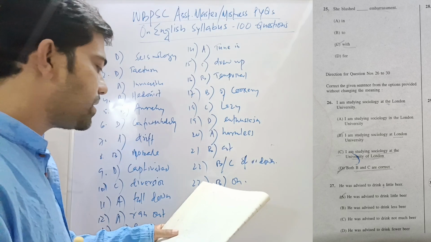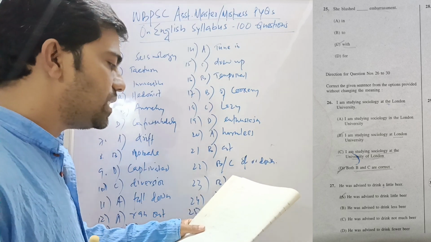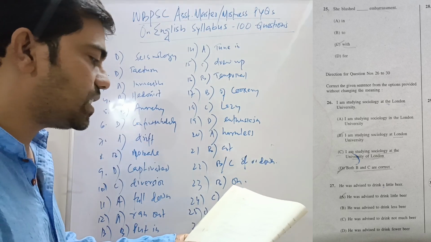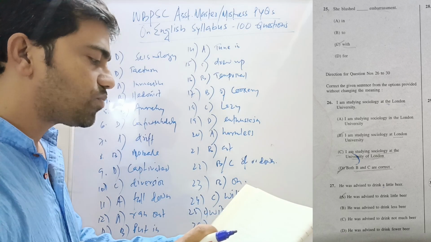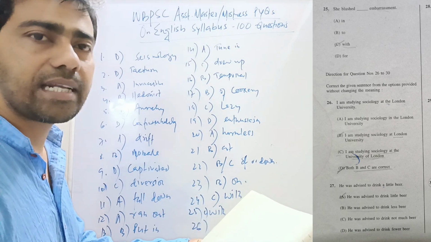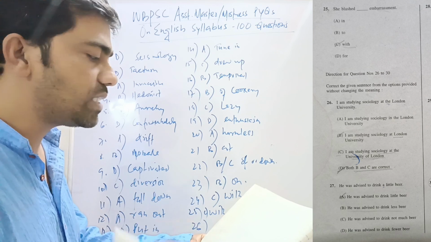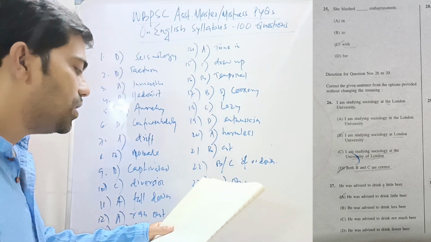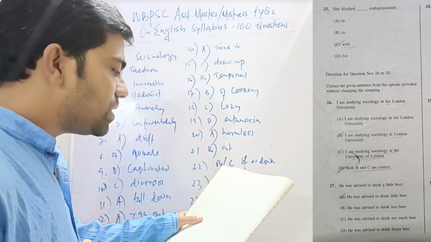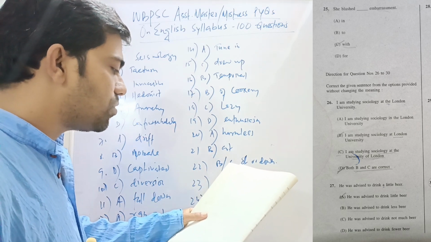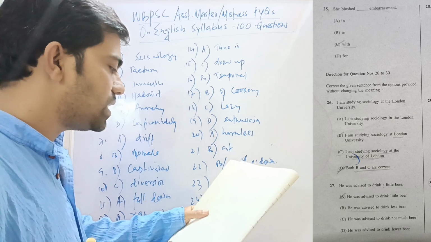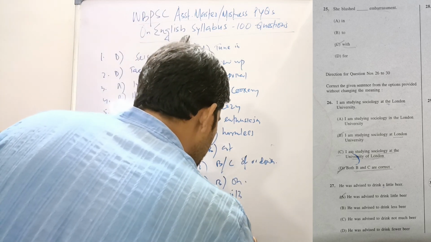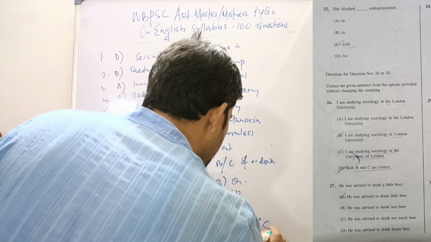You see it. 26 number. I am studying sociology at the London University. So you need to transform this sentence without changing its deeper meaning. All right, so I am studying sociology in the London University, wrong. I am studying sociology at London University, right. I am studying sociology at the University of London, right. So BC, D number, both B and C.